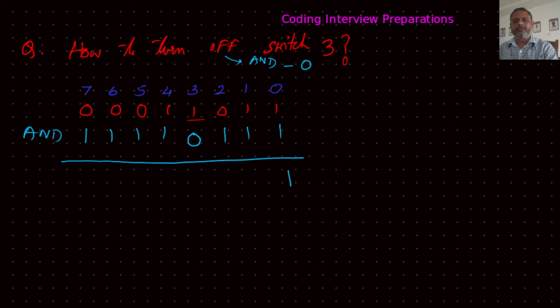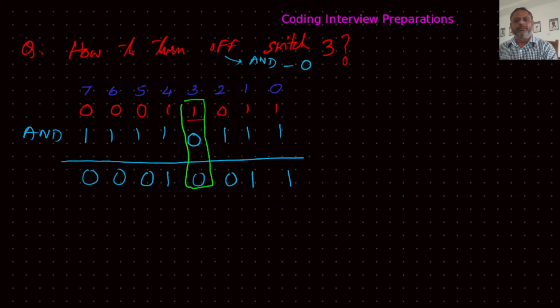1 and 1 is 1, 1 and 1 is 1, 0 and 1 is 0, 1 and 0 is 0, 1 and 1 is 1, 0 and 1 is 0, 0 and 1 is 0, 0 and 1 is 0. So what has happened in all, if you look at it, is only this one thing has changed. The rest all are remaining the same.